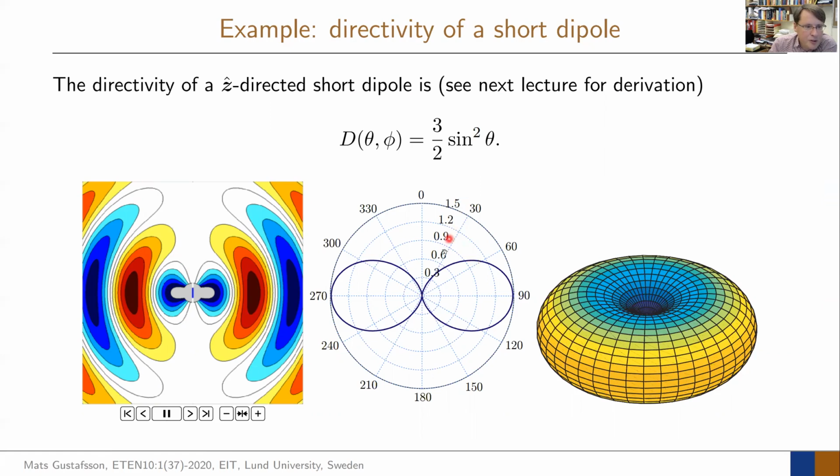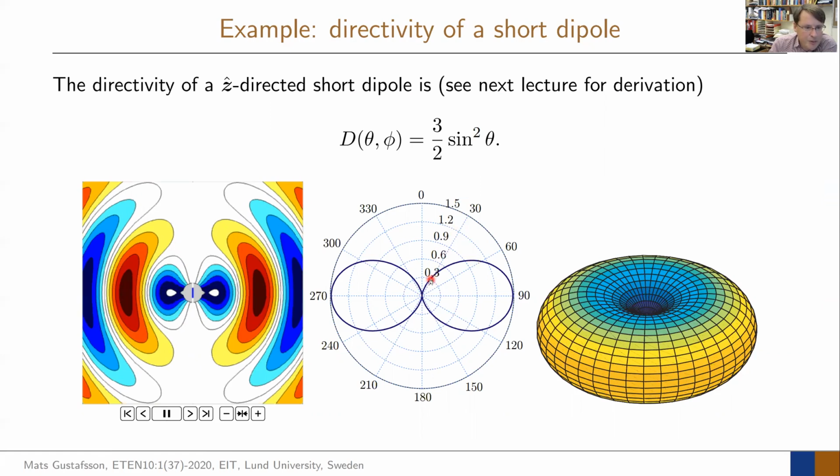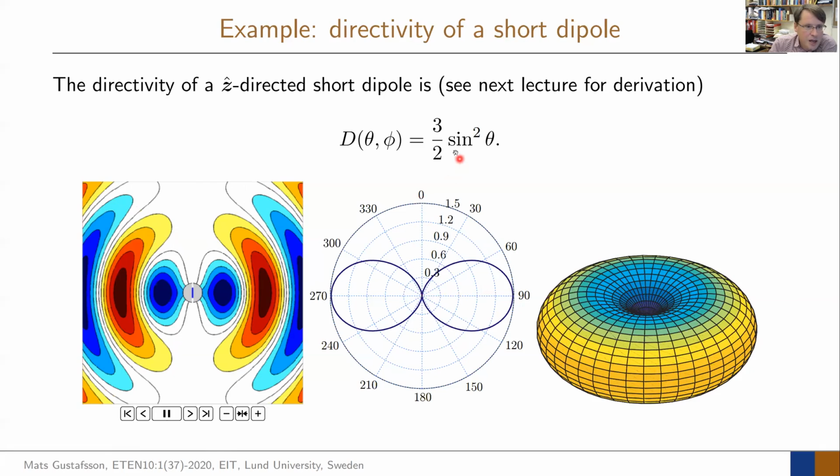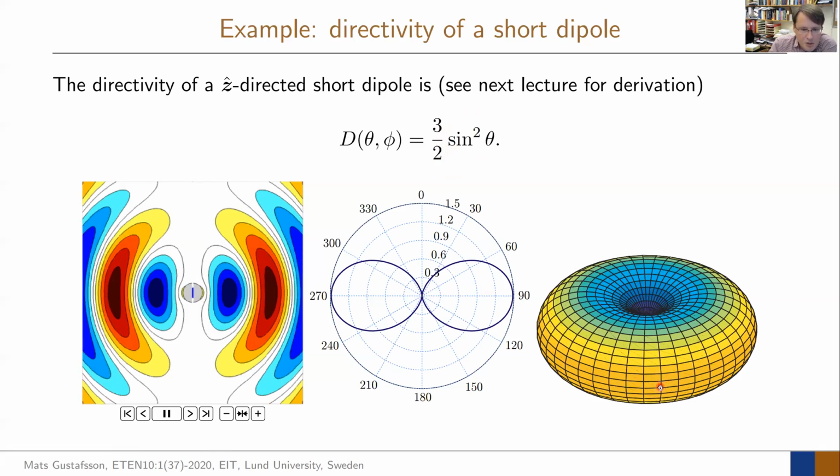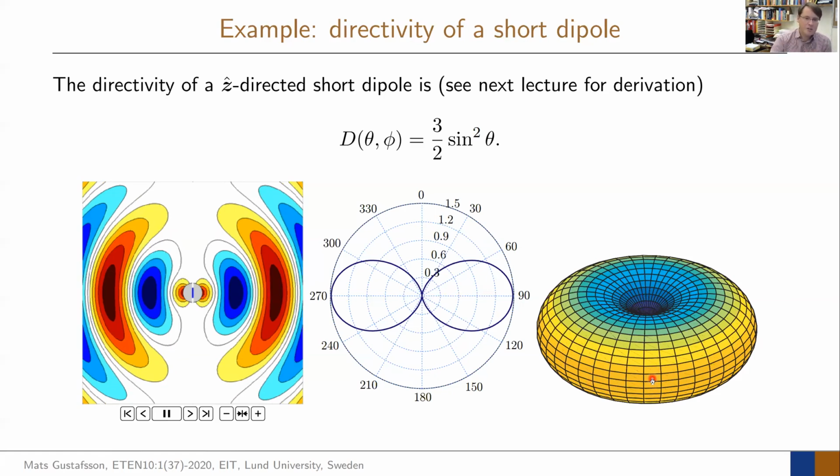If you go to 30 degrees, it's 0.3. If you go to 90 degrees, it is 1.5. And of course, if you go to 0, it is 0 here because it doesn't cut this. And that is what's plotted here in this 3/2 sine square theta. And that is what this one shows too. So the yellow color here is the highest, but it's also the distance to the center of this one that says what the directivity is.